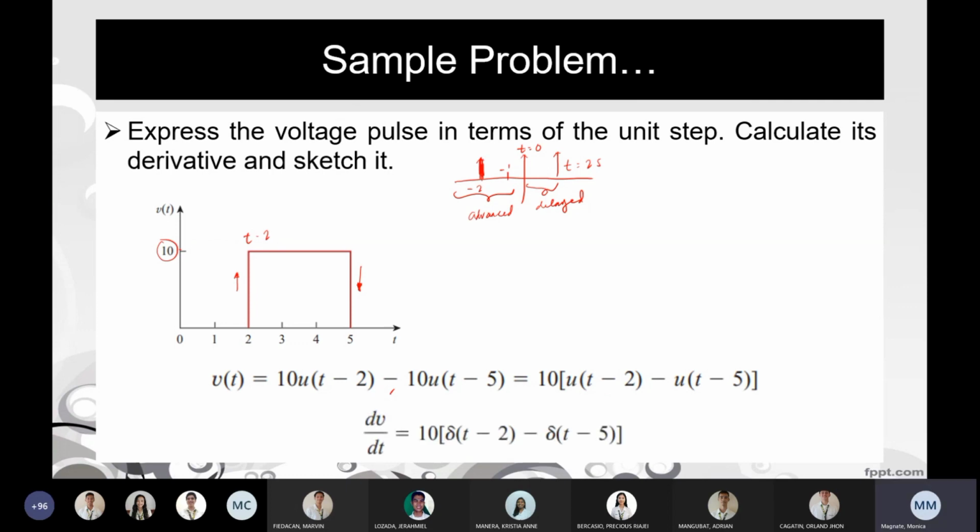Tapos, pag dinerivative daw siya, or in-express natin siya sa impulse function, ganun lang yung itsura niya. 10 of delta of t minus 2 minus delta of t minus 5. So, yung itsura nung impulse function natin is ganito. Di ba yung sabi ko nga kanina, isang arrow lang ang ating impulse. At t is equal to 2, nandito yung 10, so positive. Tapos, kapag t is equal to 5 naman, pababa siya kasi negative. Okay?